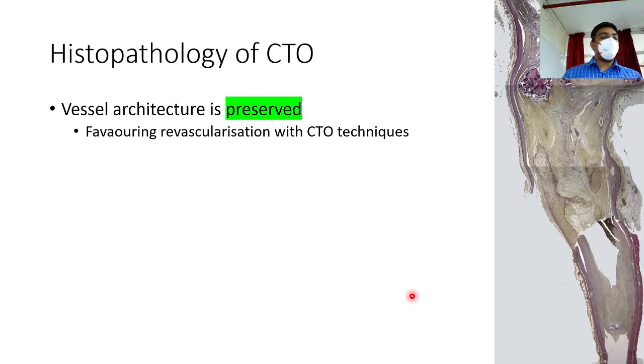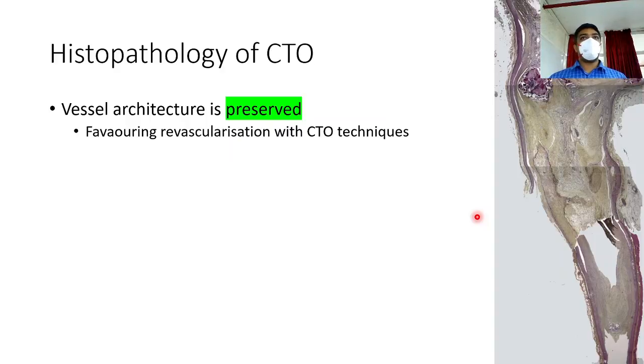So on a histopathological examination of a CTO, what are the features? Generally, when a vessel is occluded, we may expect that the vessel gets necrosed and the architecture of the vessel wall itself gets disrupted. But in a CTO, that doesn't happen. The entire wall architecture is maintained, including the intima, media, and the adventitia. So the anatomy of the vessel wall is preserved even though the blood flow is cut off.